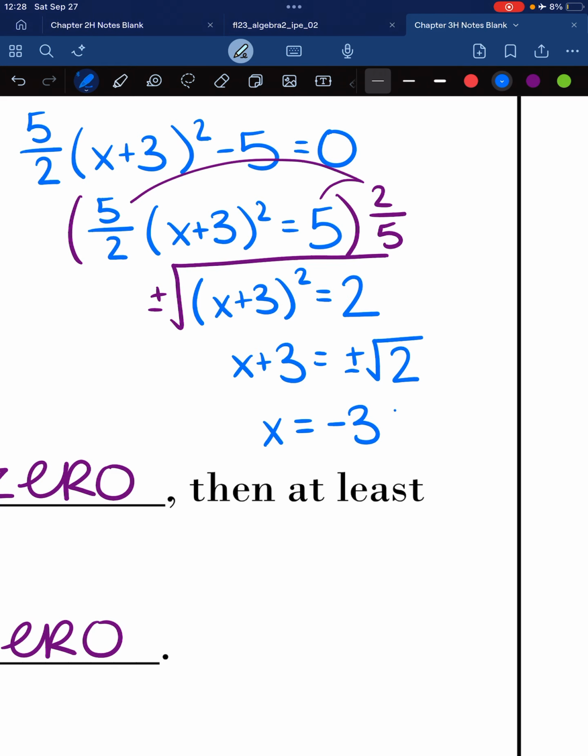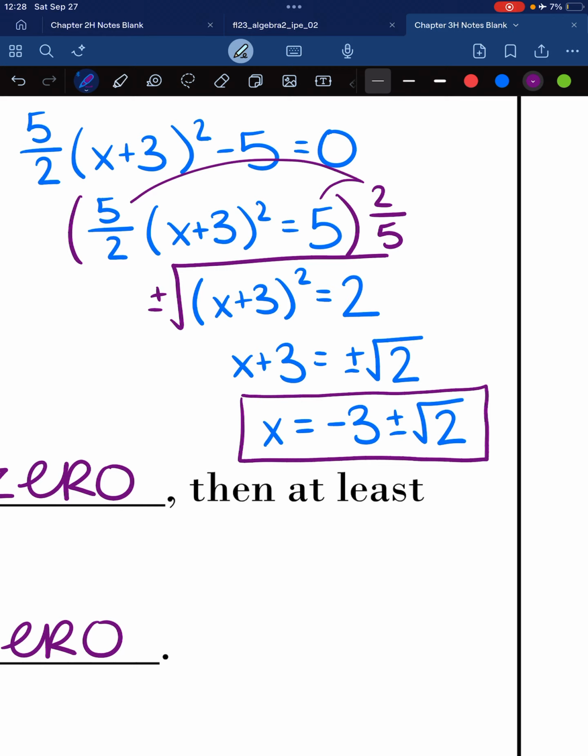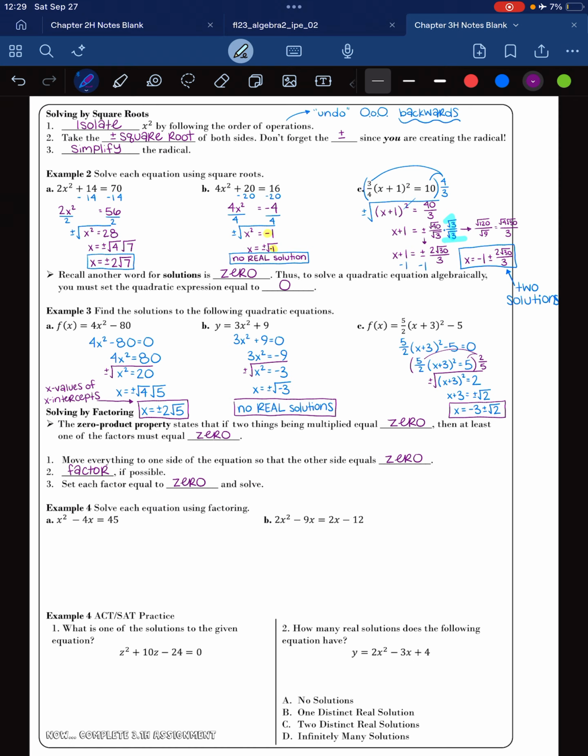Subtract 3 from both sides. And we do have 2 separate x-intercepts. We have an x-intercept at -3 plus square root 2 as the x value. And we also have an x-intercept at -3 minus square root 2 as another x value.